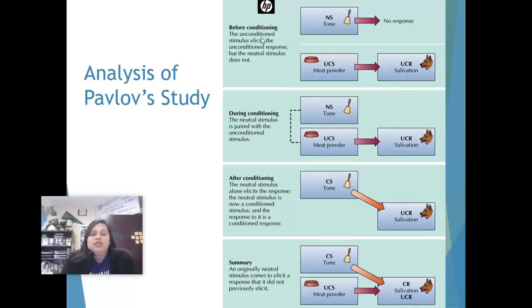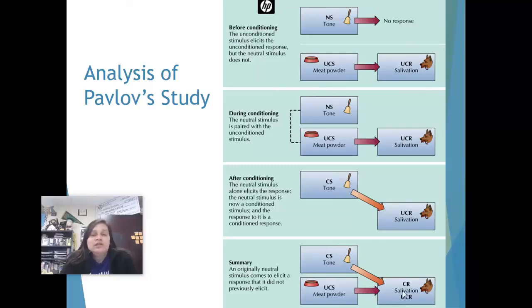Before conditioning, we had a neutral stimulus, the tuning fork or the bell or the tone that triggered no response. We also had an unconditioned stimulus, something that was unlearned, the food or meat powder that triggered an unconditioned response of salivation. During conditioning, Pavlov paired the neutral stimulus and the unconditioned stimulus together, and it created a response of salivation. After conditioning, we only needed the new conditioned stimulus of the bell to trigger the response of salivation, and that becomes a conditioned response.